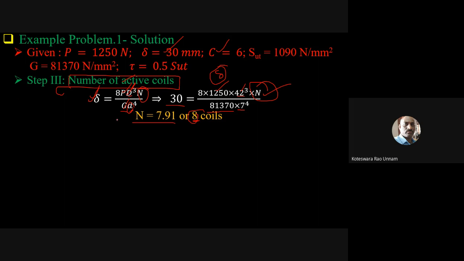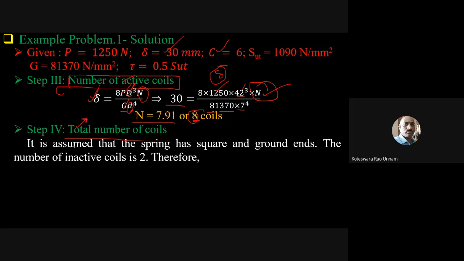Once I know that, then you ask, what is the total number of coils? The total number of coils is nothing but the number of active coils plus the number of inactive coils. Like I already told, it depends upon what type of end styles you are choosing for your spring. In this problem, he has assumed that the spring has square and ground ends. So the number of inactive coils is 2. For square and ground ends, the number of inactive coils is 2.